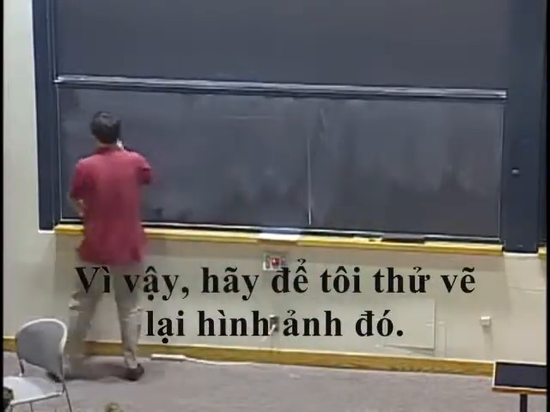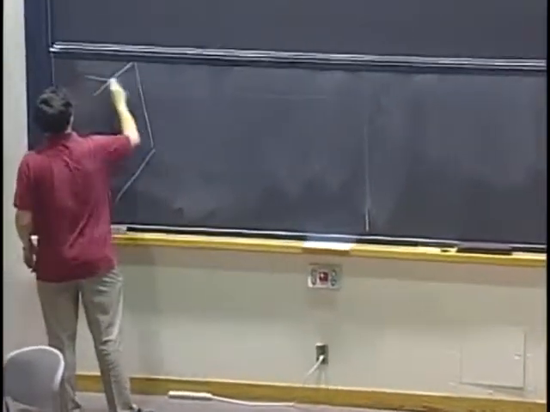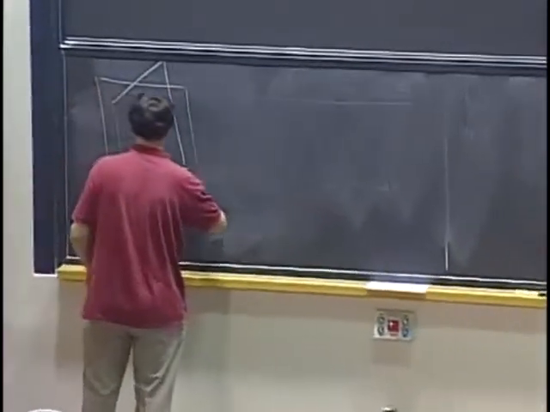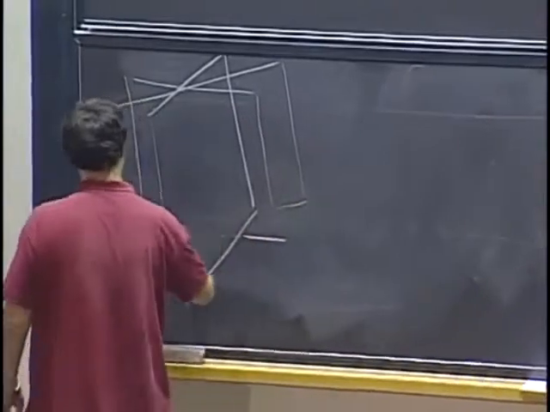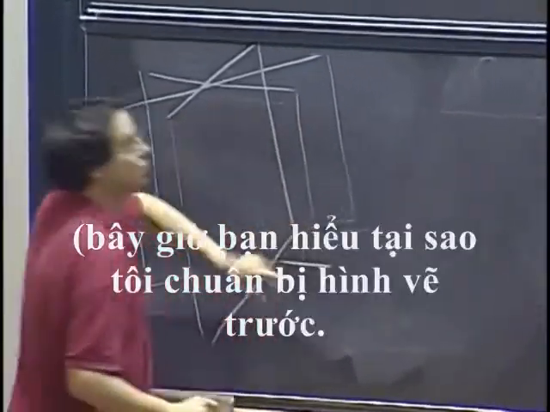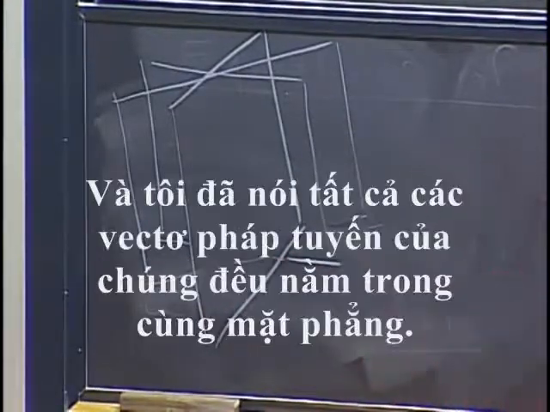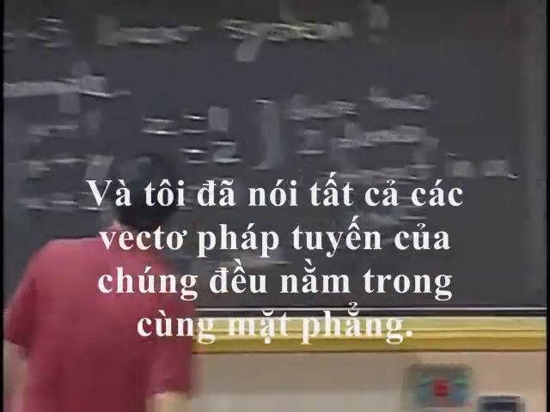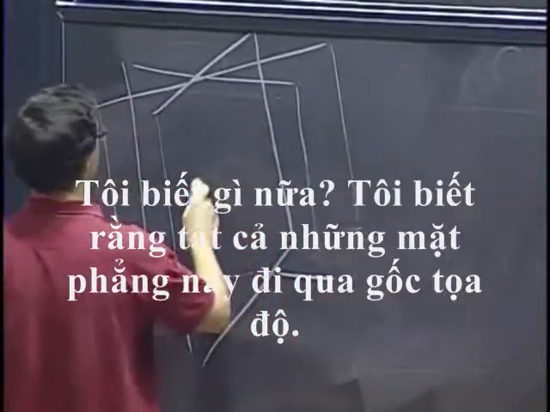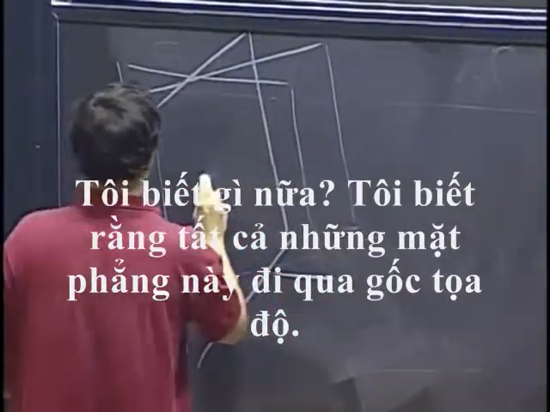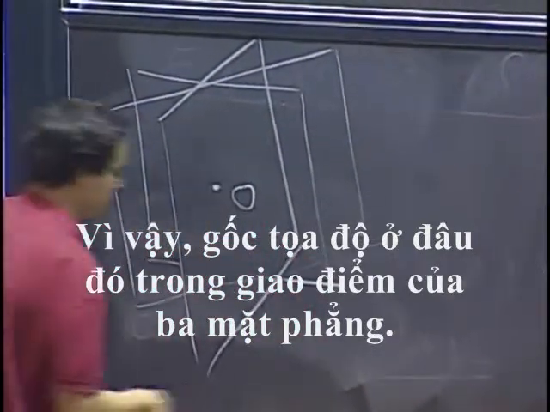So let me try to draw that picture again. So we have three planes. Now you see why I prepared the picture in advance. It's easier if I draw it beforehand. And I said their normal vectors are all in the same plane. So, what else do I know? I know that all these planes pass through the origin. So the origin is somewhere in the intersection of the three planes.